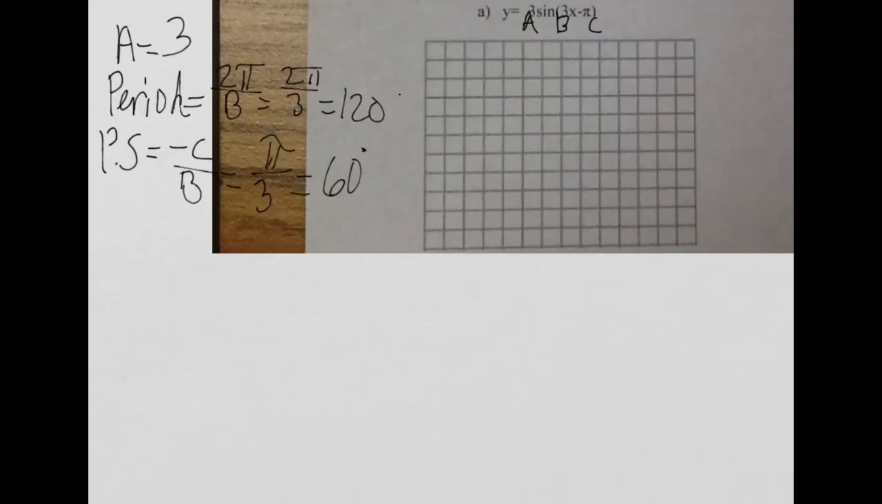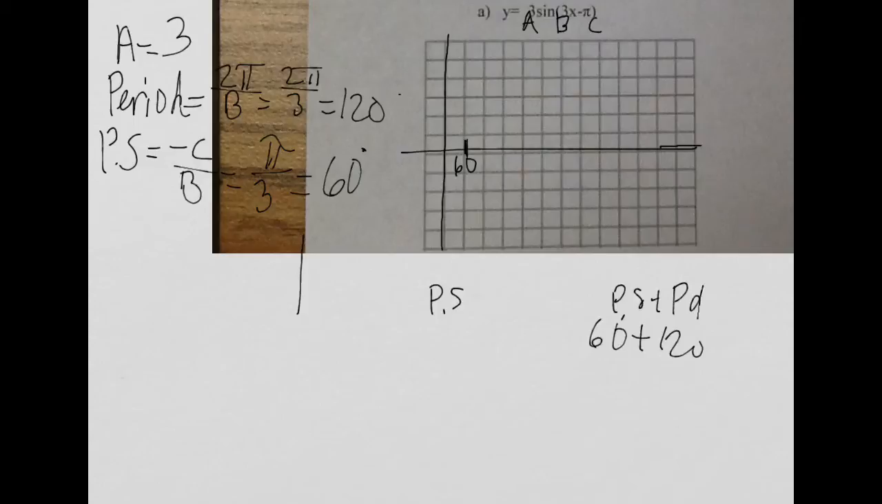Alright, so we're going to set up our x and our y axis. Let's do it on the graph here. So we're going to be starting always at the phase shift. So let's make that 60 degrees. And where do we end? We're going to do the phase shift plus the period. So that's 60 plus 120. So we're going to land at 180.